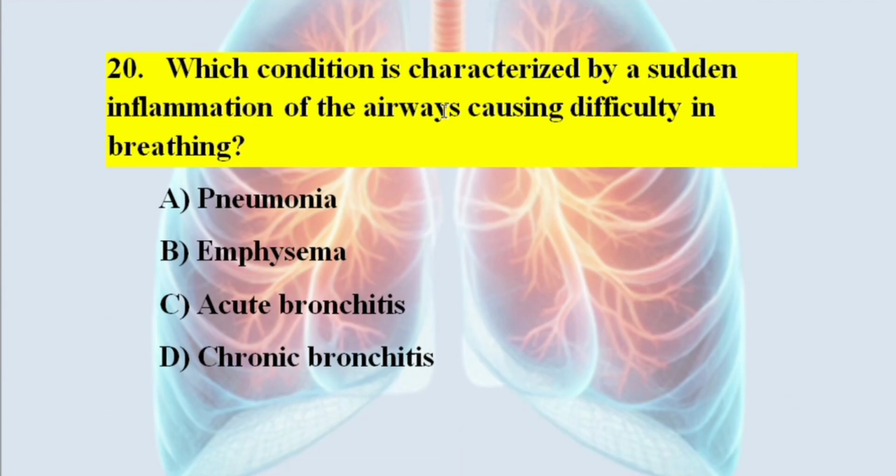Which condition is characterized by a sudden inflammation of the airways causing difficulty in breathing? Alpha, pneumonia. Beta, emphysema. Charlie, acute bronchitis. Delta, chronic bronchitis. Here the right answer is Charlie, acute bronchitis.